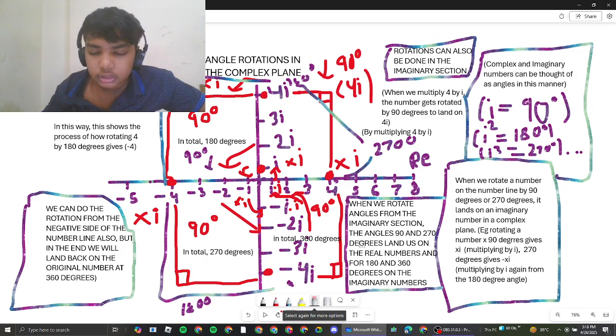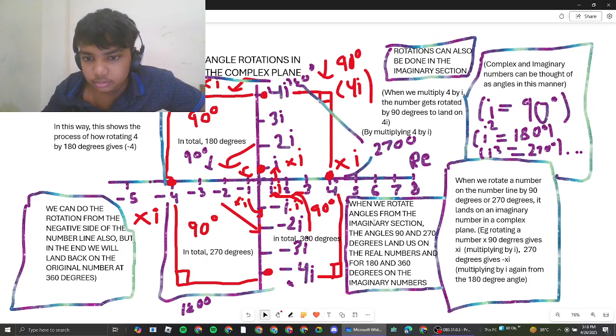So what this means is that it's vice versa when we rotate numbers in the imaginary section. Like you know, the real and complex are mixed. You get the gist. Okay, it's all written. I explained it already. So yeah, I think that's all.